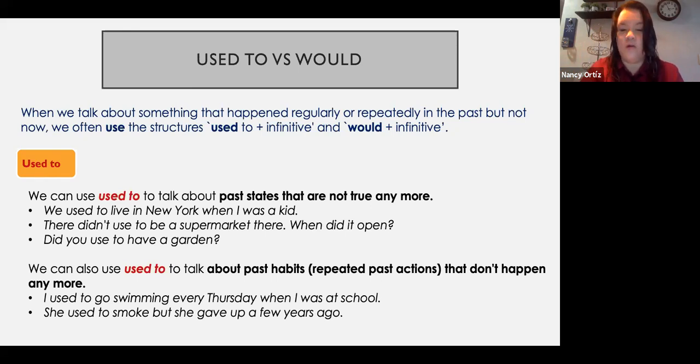One more example: she used to smoke, but she gave up a few years ago. It means in the past that person smoked, not anymore. And when a person smokes, they repeat that action a lot during the day. So it's a repeated action in the past. Okay, is this okay? No questions? Excellent.